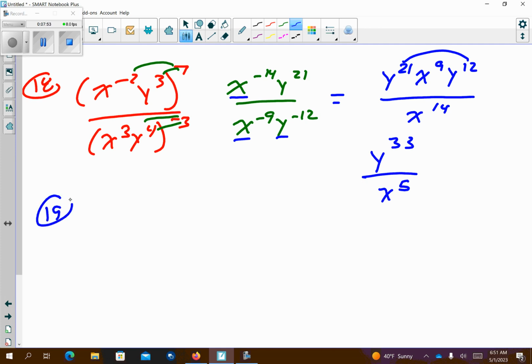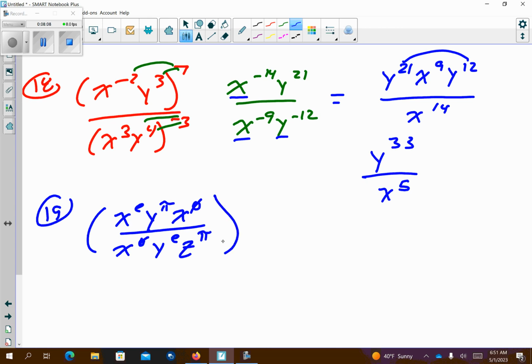Number 19, you will see one of these on the quiz like this. You look at it going, I have no idea how any of these symbols do anything, and that's okay. The whole thing is raised to the 0 power. Because you have the 0 power outside, the whole quantity, my answer is just going to be 1.